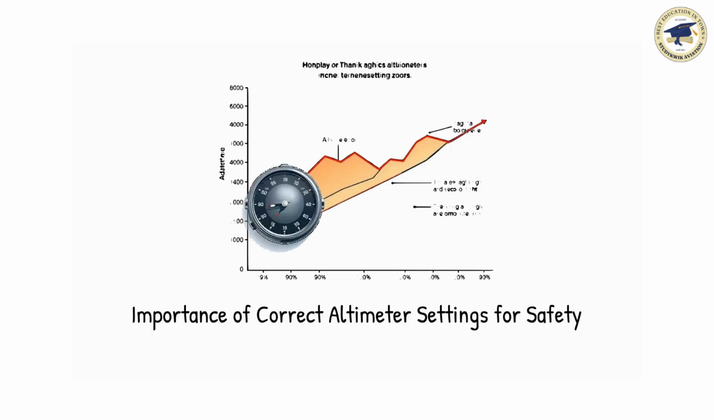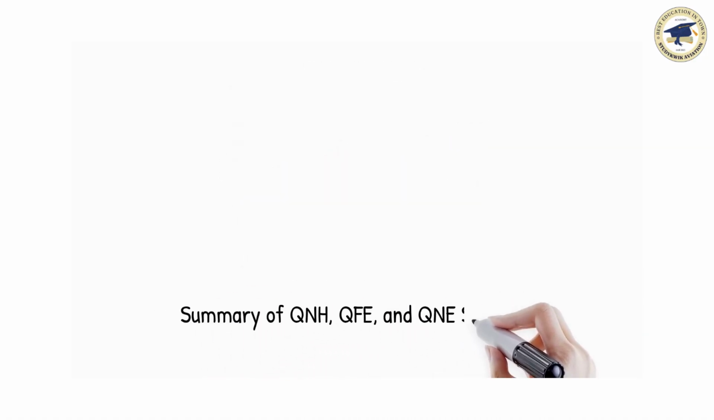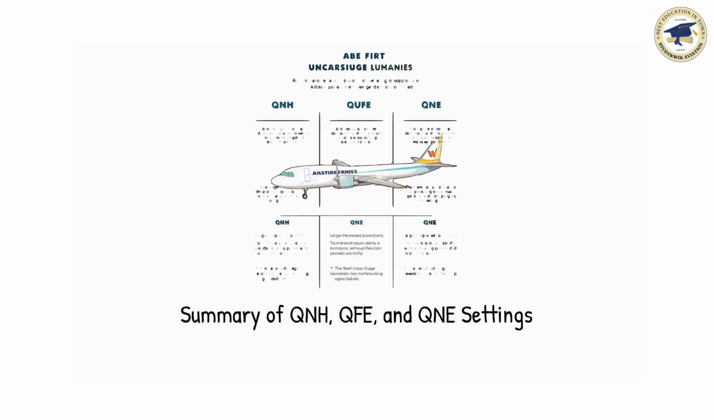Summary: QNH, altitude above sea level, standard for most flying. QFE, height above airfield, mostly special ops. QNE, standard pressure above transition altitude for flight levels. Use the right setting at the right time for safe, accurate flying.